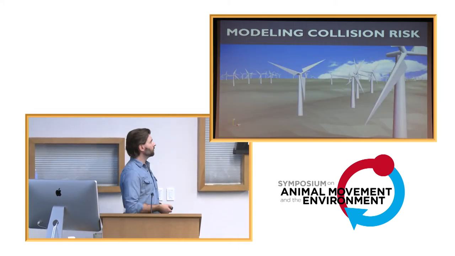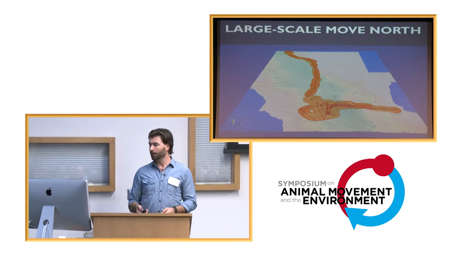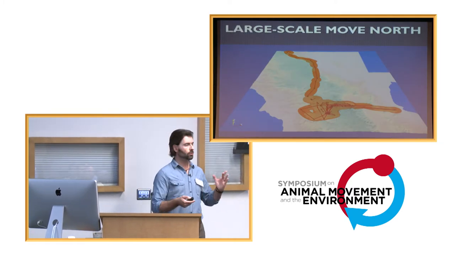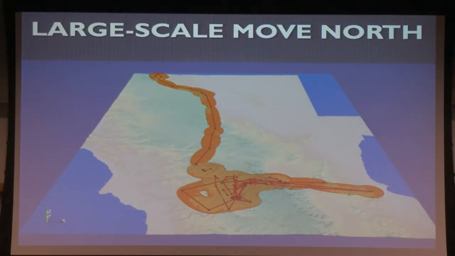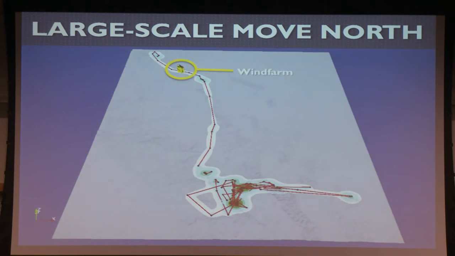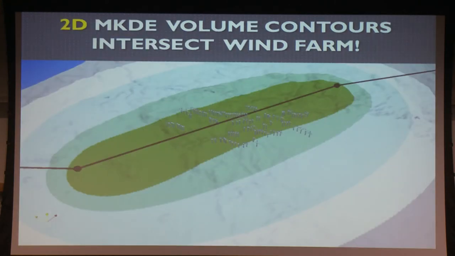So here's our nice slice and dice raptomatic wind farm. And then we created a three-dimensional condor home range for an animal that made this long distance move north. And this animal actually flew right through the middle of this proposed wind energy development up here by the border. So the interesting thing is if you plop down a traditional two-dimensional home range over this wind farm, and these are the actual locations of the wind farm, you would say that, yes, there's a really high probability that this bird flew through and intersected with this wind farm.